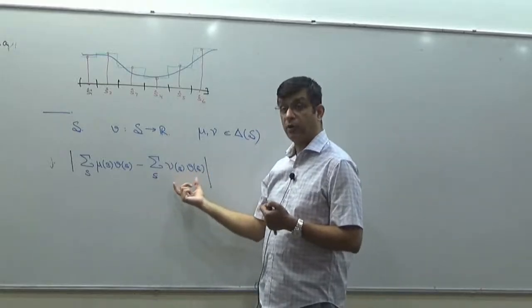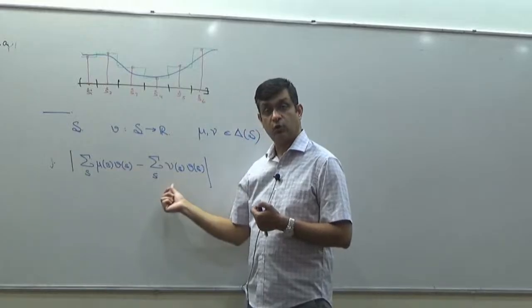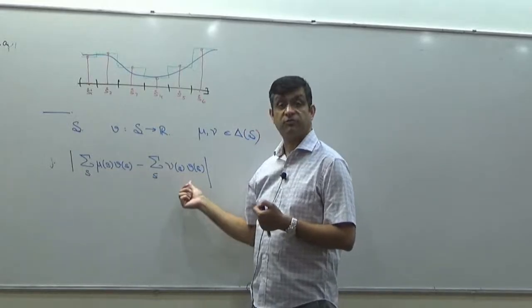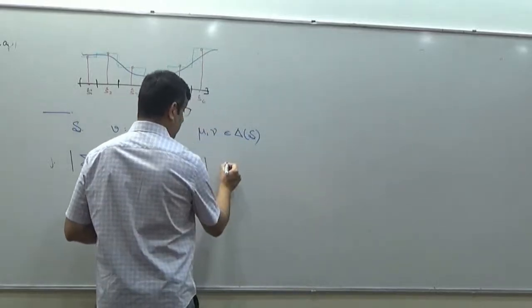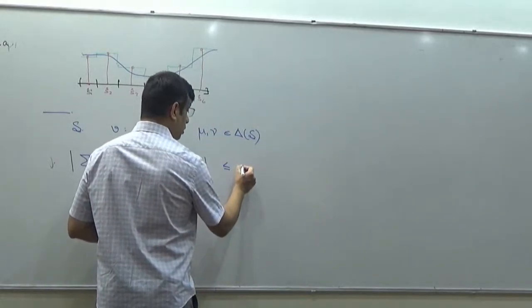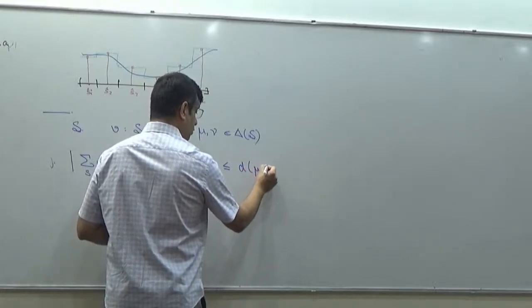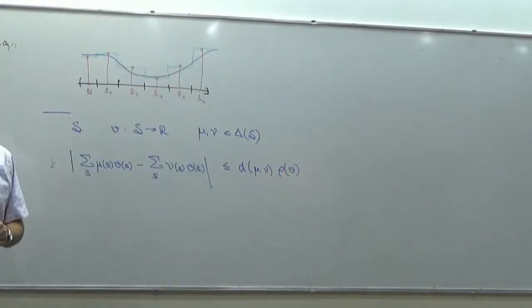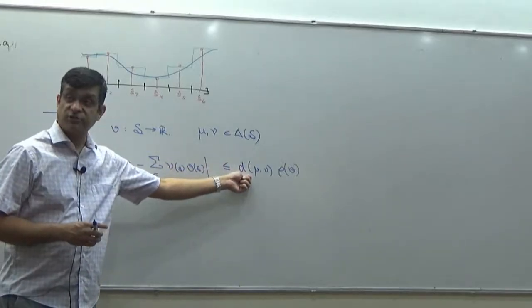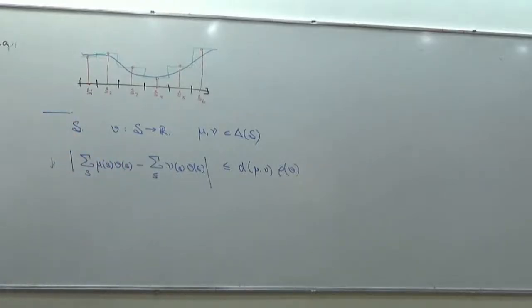upper bounded by some type of distance between the measure mu and nu and some property of the value functions. Okay. So, the nature of the bound that I want is that this should be less than or equal to some distance between mu and nu and some property of the value function. Okay. We have to figure out what are the types of distances which make sense, what is the type of property that makes sense. Okay.